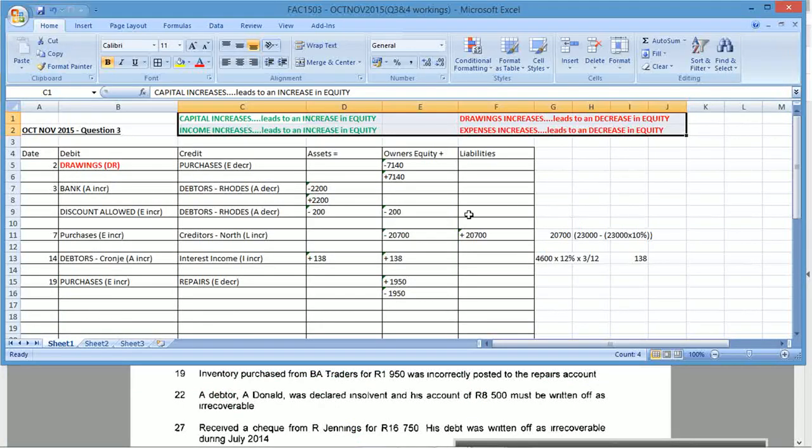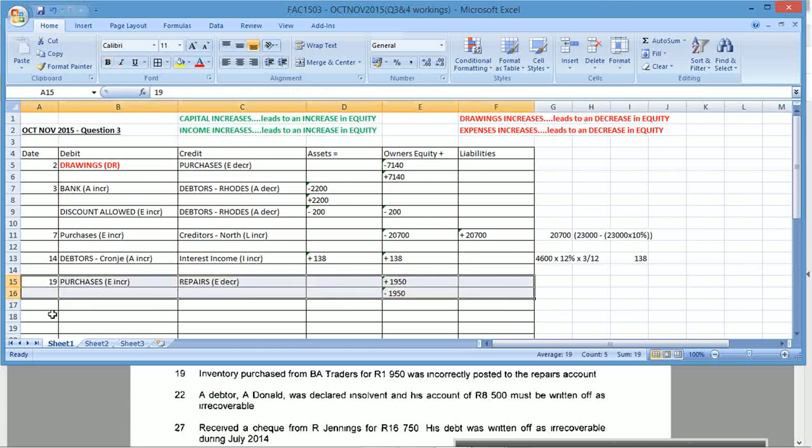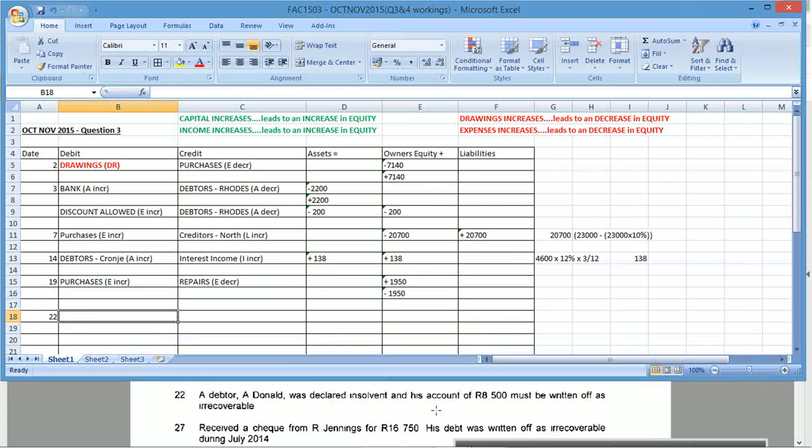Better? Okay. Alright, so 19, are you happy with 19? Yeah. Okay. 22. A debtor, Donald, was declared insolvent and his account of 8.5 must be written off. Donald is a debtor. How do you reduce a debtor's account? Debit or credit? Credit. Do you agree? Okay, so if I'm crediting a debtor's account, I'm going to do that. Obviously, we need to change the name.